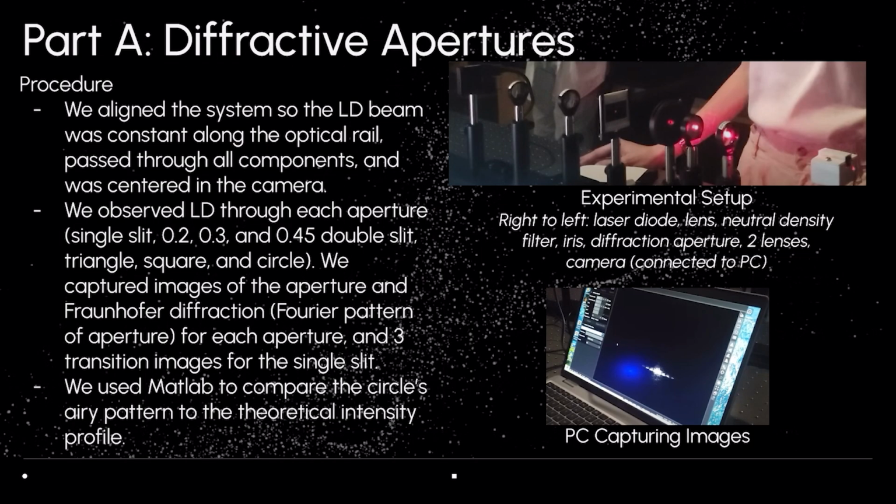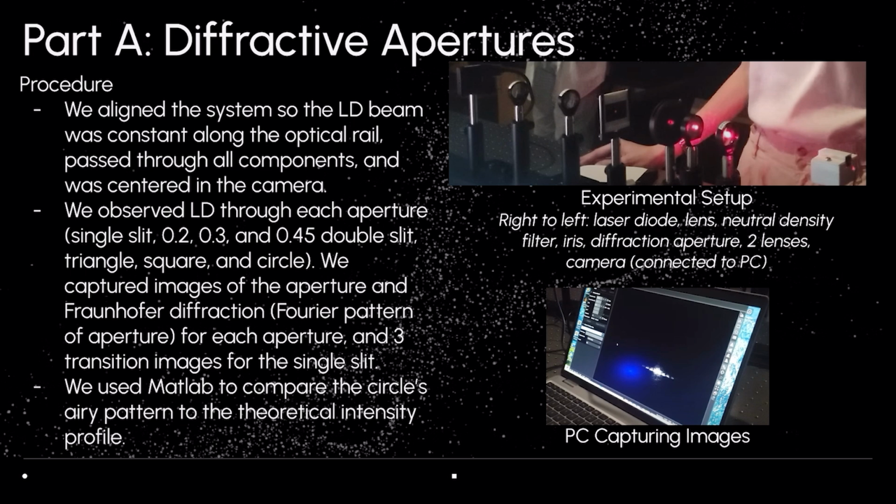In part A, we observed the diffraction pattern created by various apertures. So we observed an LED, a laser diode on our camera, and we looked at a single slit aperture, 0.2, 0.3, and 0.45 millimeter spacing double slit apertures, triangle, square, and circle.